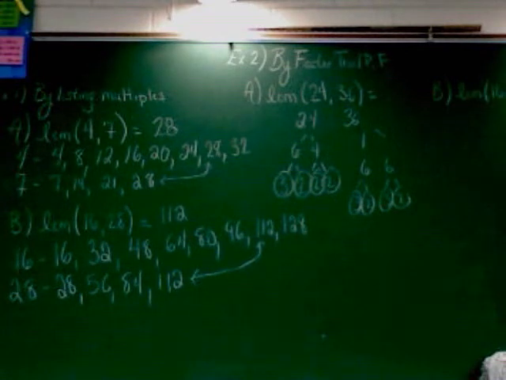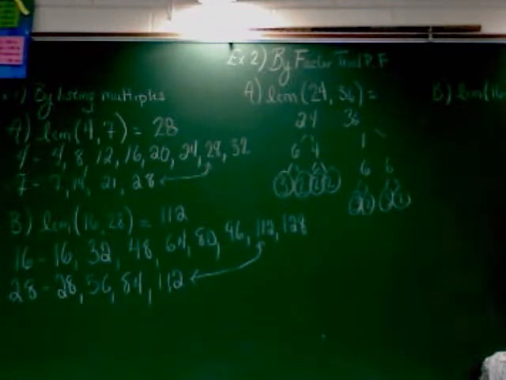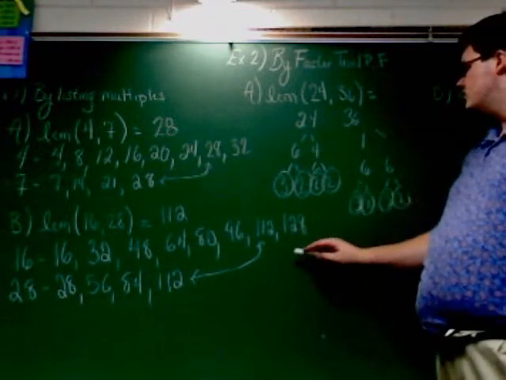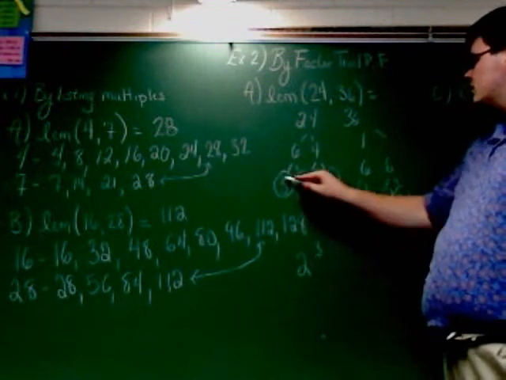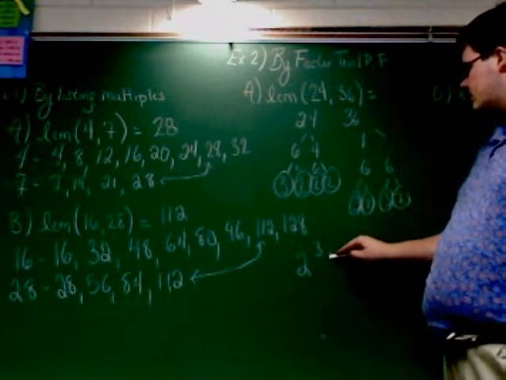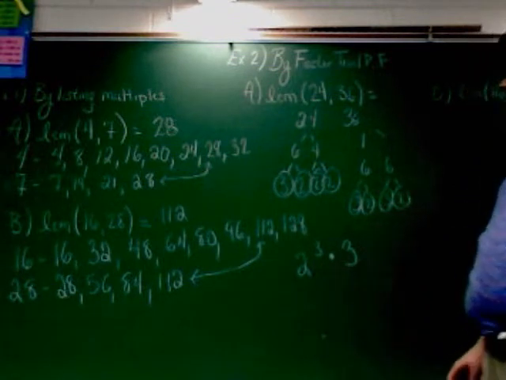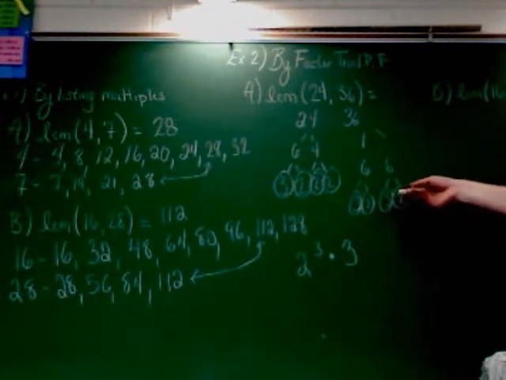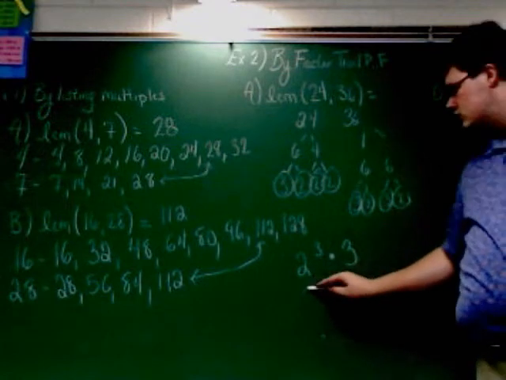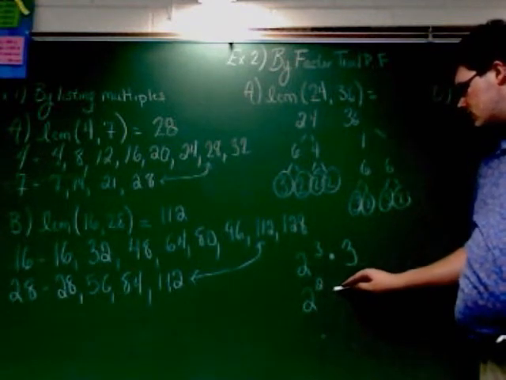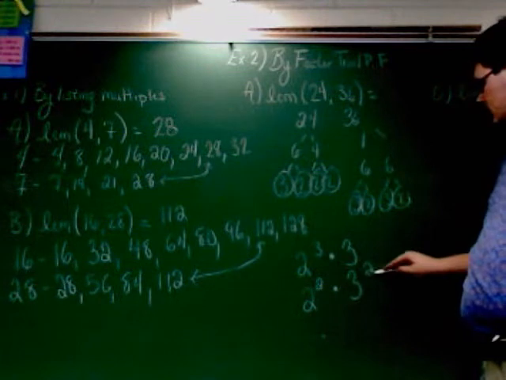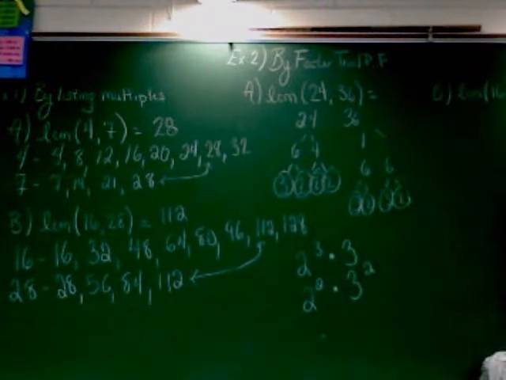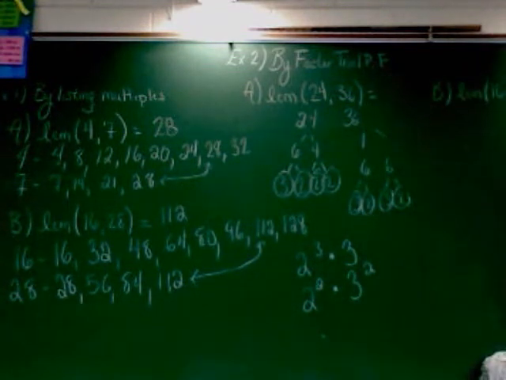Okay, so this is unlike greatest common factor where you couldn't. Now you're supposed to. So for 24, we've got 3 2's, 2 to the third, times 3. For 36, 2 2's, 2 3's, 2 squared times 3 squared. Okay, so that's the second step.